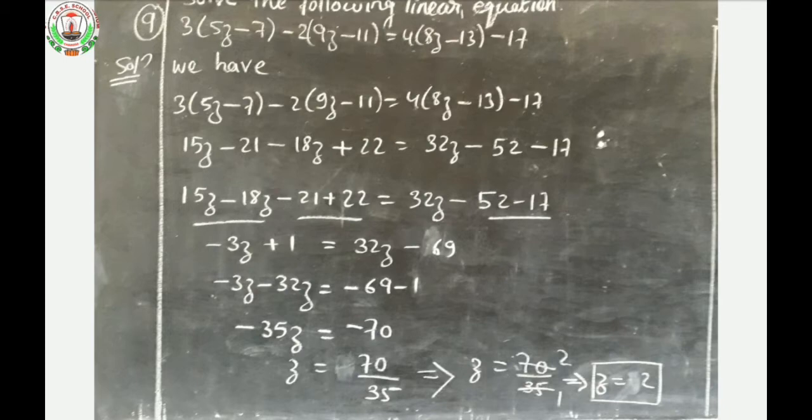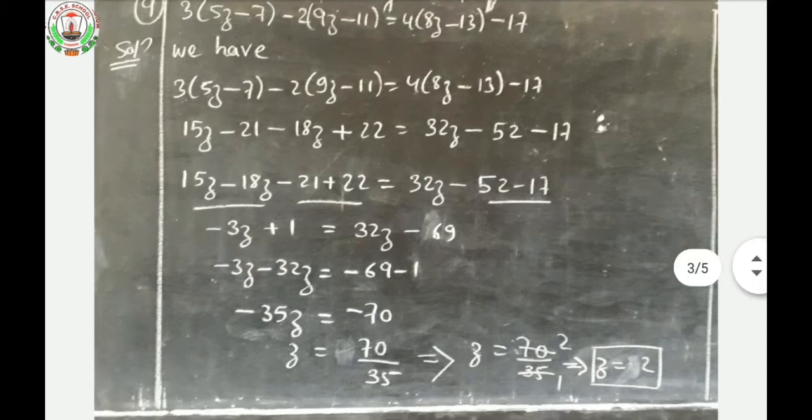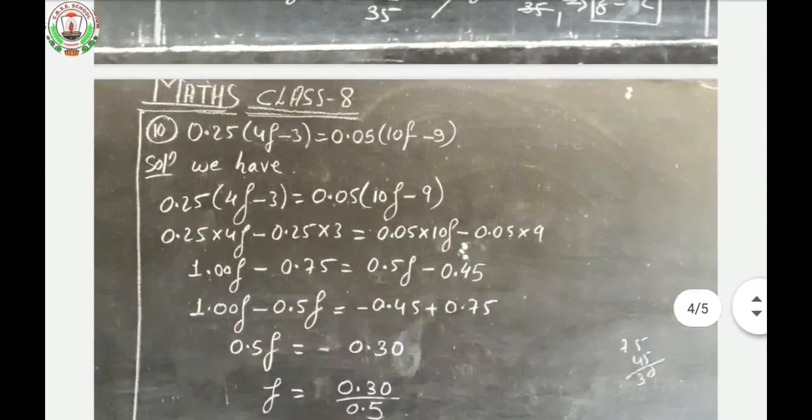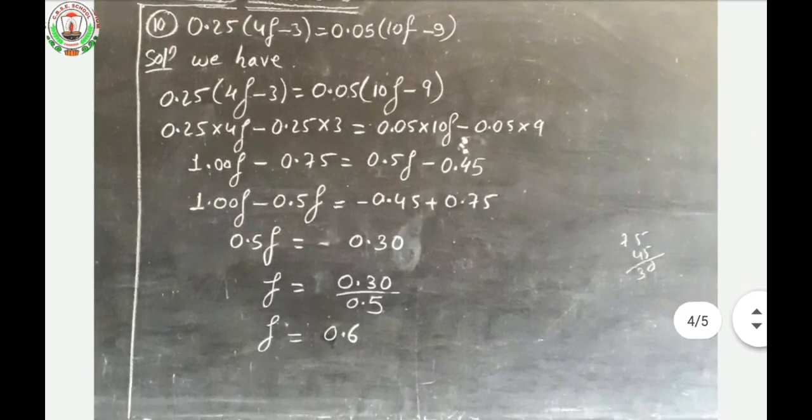So here is the solution for question number 9. That is the value of z we are getting here, z is equal to 2. Okay, understood everyone? Now the next question, question number 10.